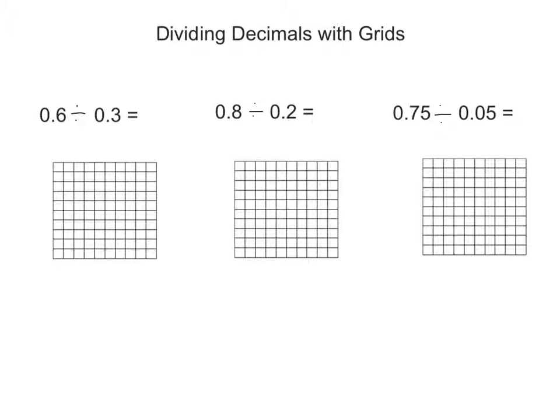In this lesson, we're going to learn how to divide decimals using grids. In my first example, I'm going to look at my first number. The first number is the amount that I have. So I'm going to start by shading 6/10. So I know that is 6 rows.